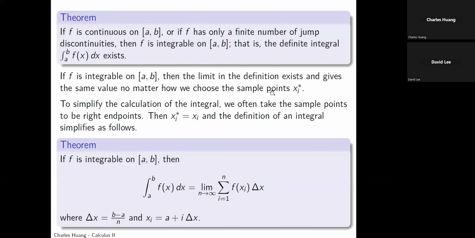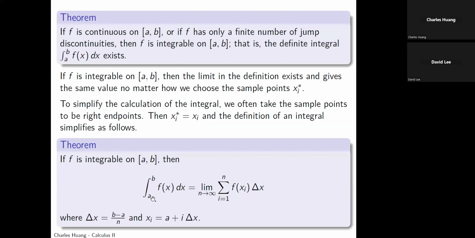Now, it doesn't matter whether I choose the left endpoints or the right endpoints or anywhere in the middle. When we do the limit, because the rectangle becomes super small, it does not matter whether we pick the right-hand side or left-hand side. We're always going to have the same result. So over here, we're going to always use the right endpoint to make things a little bit easier.